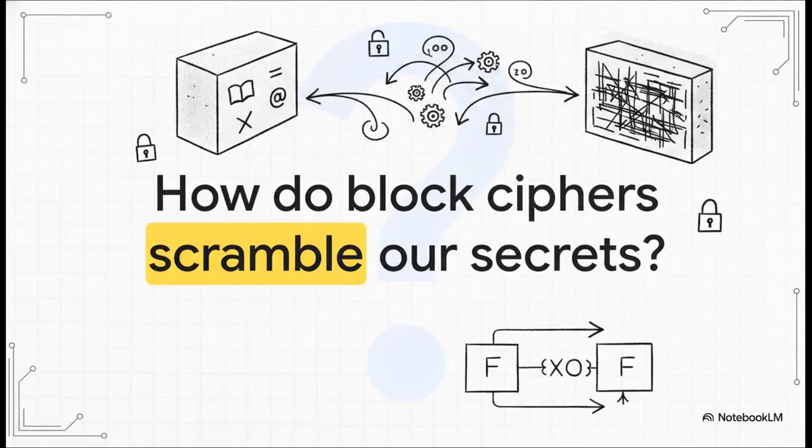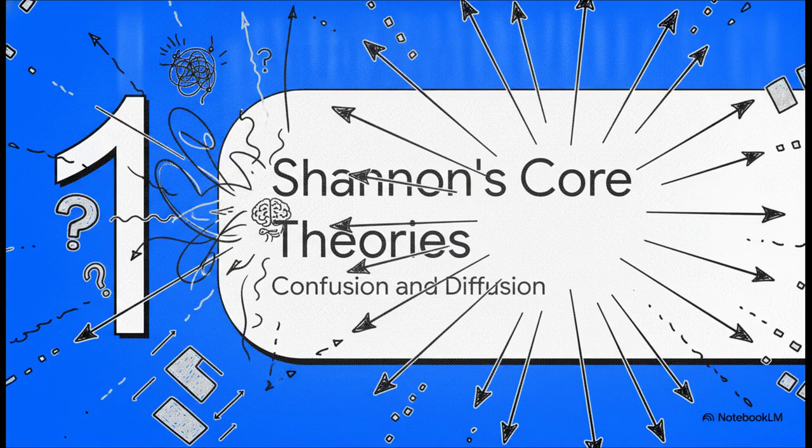How do symmetric block ciphers actually scramble our most sensitive digital secrets? We literally rely on these algorithms every single day to protect our data. But mechanically speaking, how does plain, readable text turn into complete gibberish? We're going to skip the long, drawn-out agendas today and jump straight into the action to uncover exactly how this machinery works. Starting with Shannon's core theories, confusion and diffusion.